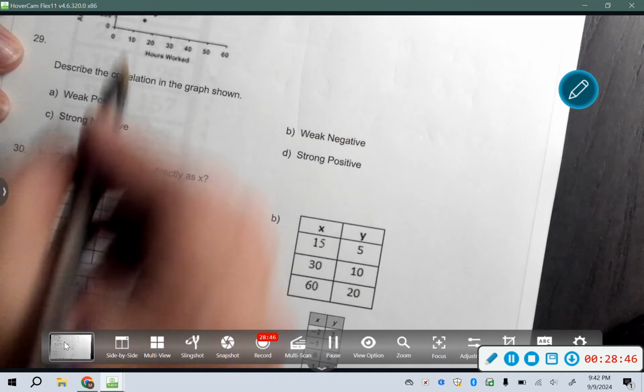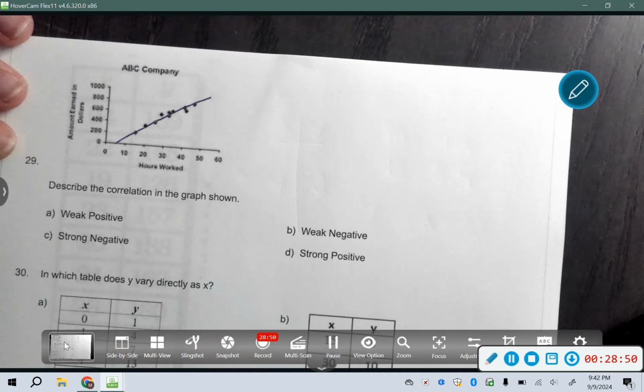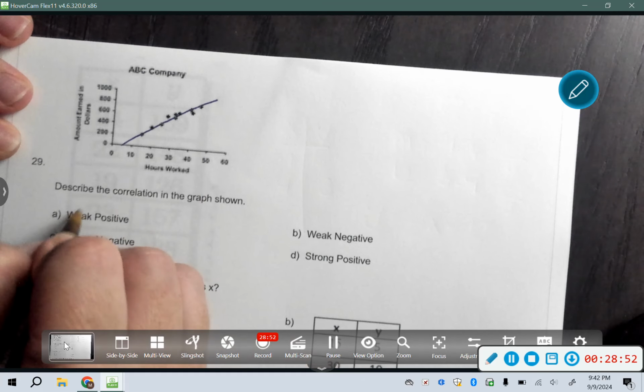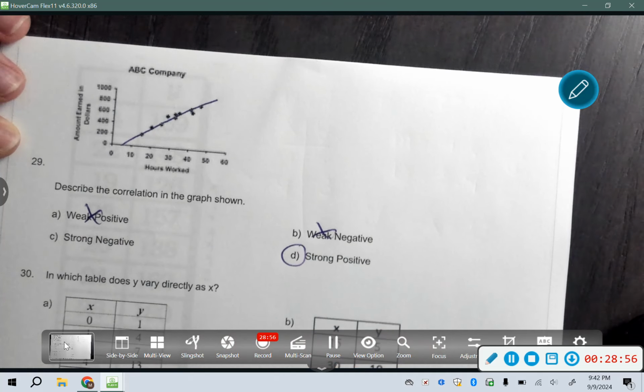Now here, if I drew a correlation line, a trend line, look how close they all are. So this is strong, not weak, and it's positive. It's going up from left to right. Strong, positive.